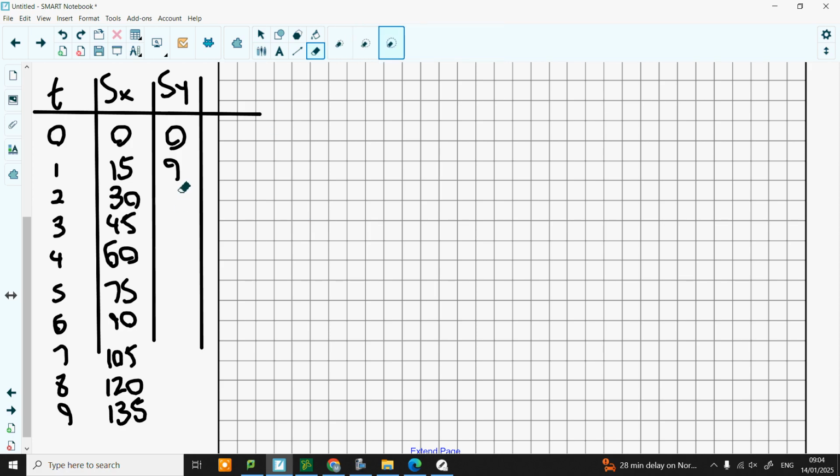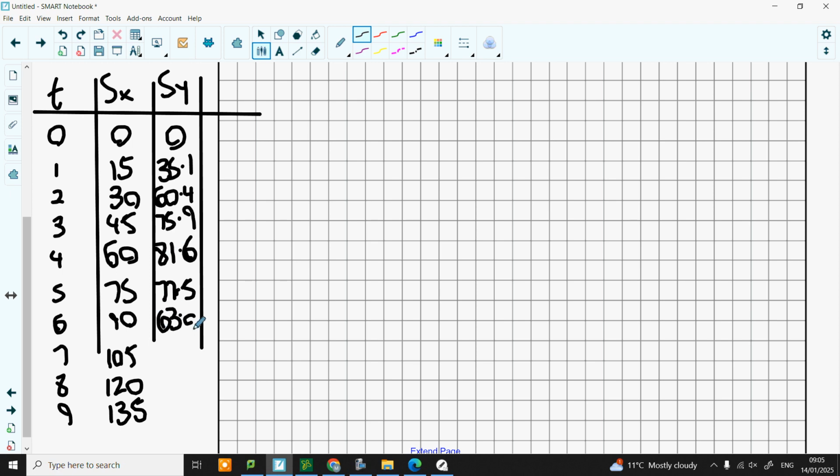That's not right. Go again. 25.1. Next one. 60 points. Next one. See the way I saw it reach its greatest height already? It's on its way down, isn't it? Next one.